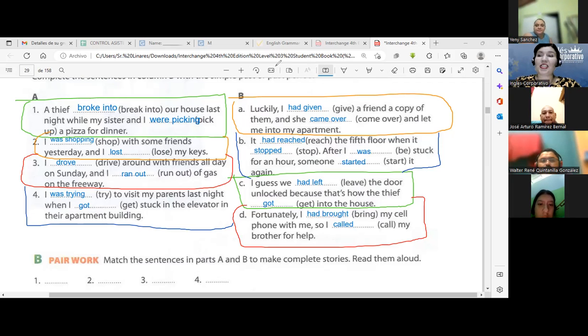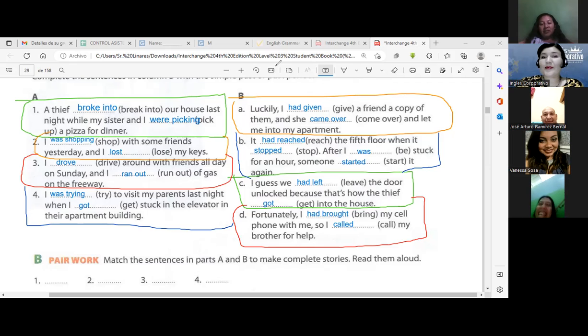Imagine you say, teacher Nati, I was shopping with some friends yesterday and I lost my keys. Luckily, I had given a friend a copy of them and she came over and let me into my apartment. Go ahead, cuéntame. I was shopping with some friends yesterday and I lost my keys.